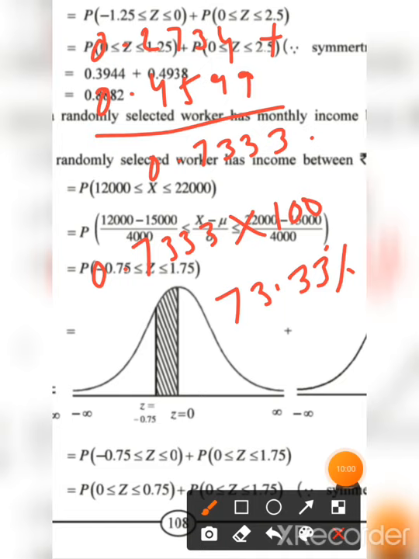So children, today we are going to stop the video over here. In the next video, you will find the properties of the normal distribution and the properties of the standard normal distribution, and you will have further sums.